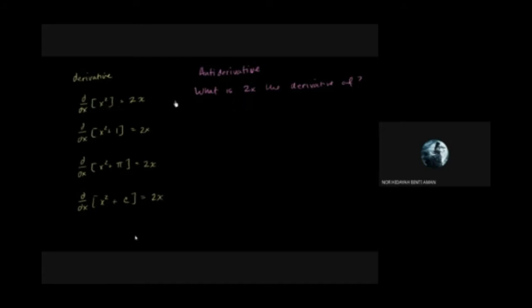And so you could say, well, 2x is the derivative of x squared. You could also say 2x is the derivative of x squared plus 1. You could also say that 2x is the derivative of x squared plus pi. I think you get the general idea. So if you wanted to write it in the most general sense, you would write that 2x is the derivative of x squared plus some constant. So this is what you would consider the antiderivative of 2x.